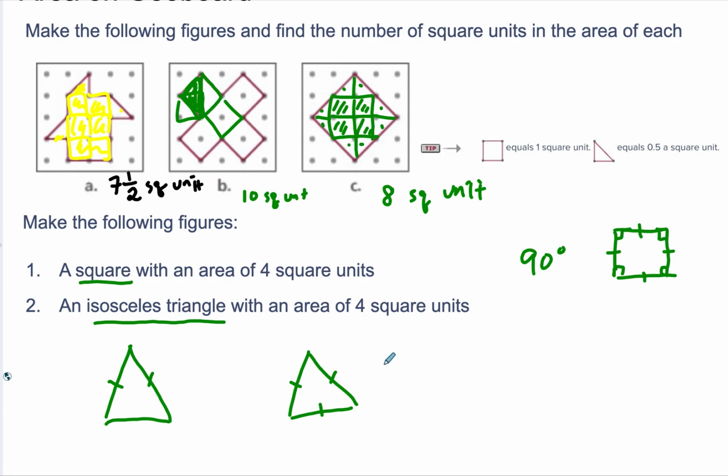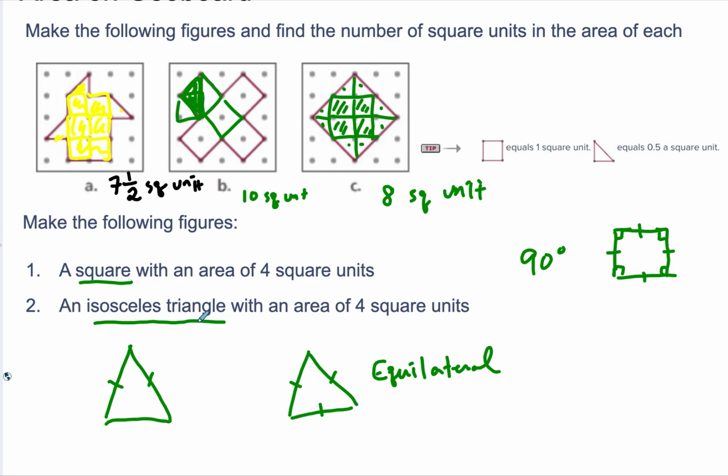equilateral triangle. Equal means equal, right? Lateral means length. So a specific case of isosceles triangle is equilateral triangle, in which all 3 sides are congruent. But either case, both are isosceles triangles. So you need to have at least 2 sides congruent to make an isosceles triangle.